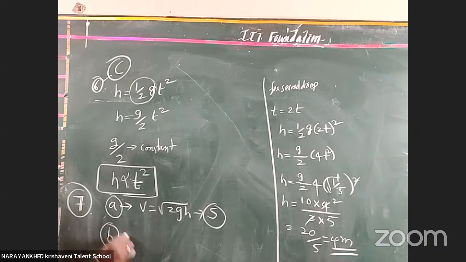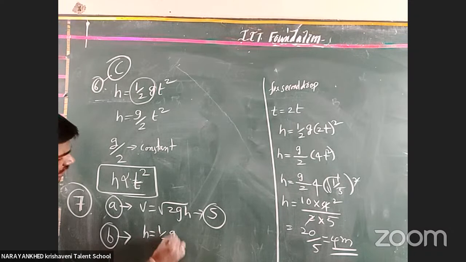Next B. Distance traveled by the body in t seconds. We have done a number of problems this way. They have given half g t only, but there may be a printing mistake. It is half g t square. The distance traveled by the body in t seconds is half g t square, that is h equal to half g t square.